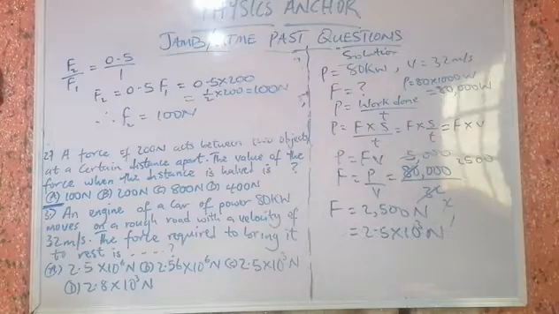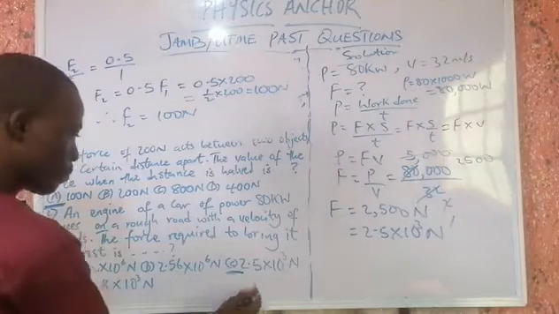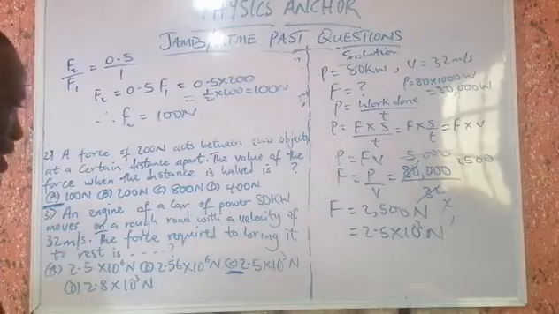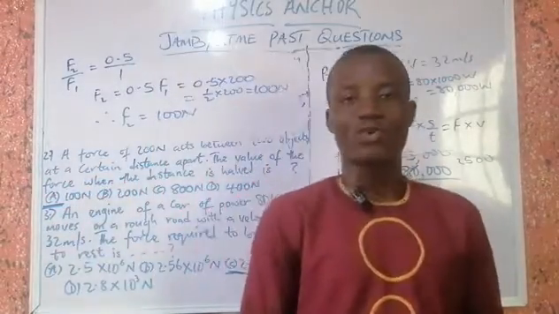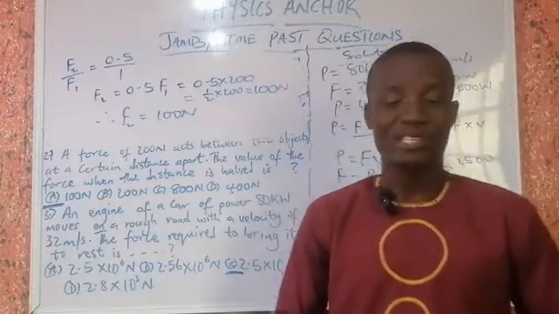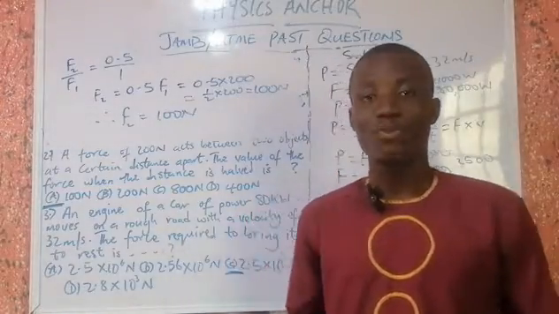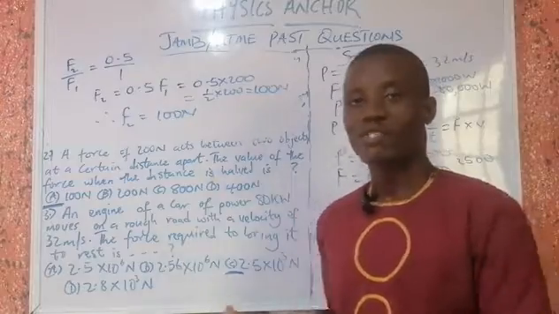So where is the answer? That is C. 2.5 times 10 raised to 3 Newton. Okay. And this is the solution for the 3 questions we have under linear momentum as a topic in physics. So I hope you understand the little we have done in these past questions.